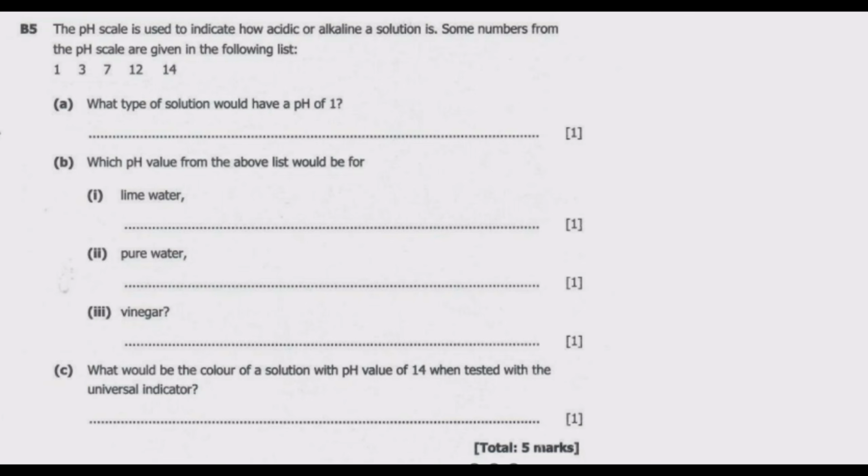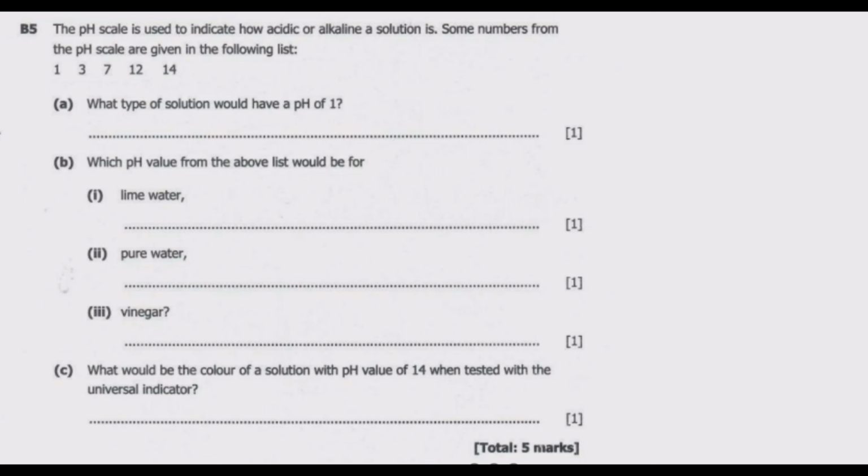Some numbers from the pH scale are given in the following list. Question A. What type of solution would have a pH of 1? So basically, we are looking at the pH scale, which stands for potential hydrogen. So the lower the potential hydrogen in a solution, the more acidic that solution is. The higher the pH in the solution, the more basic the solution is.